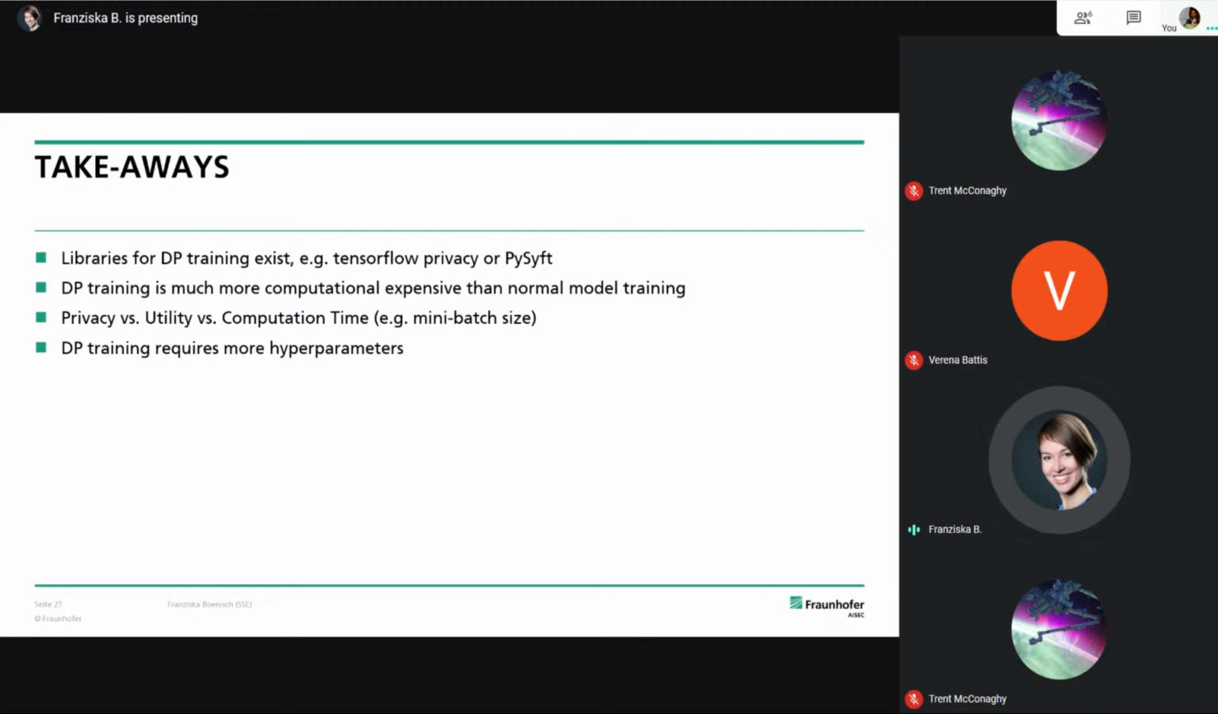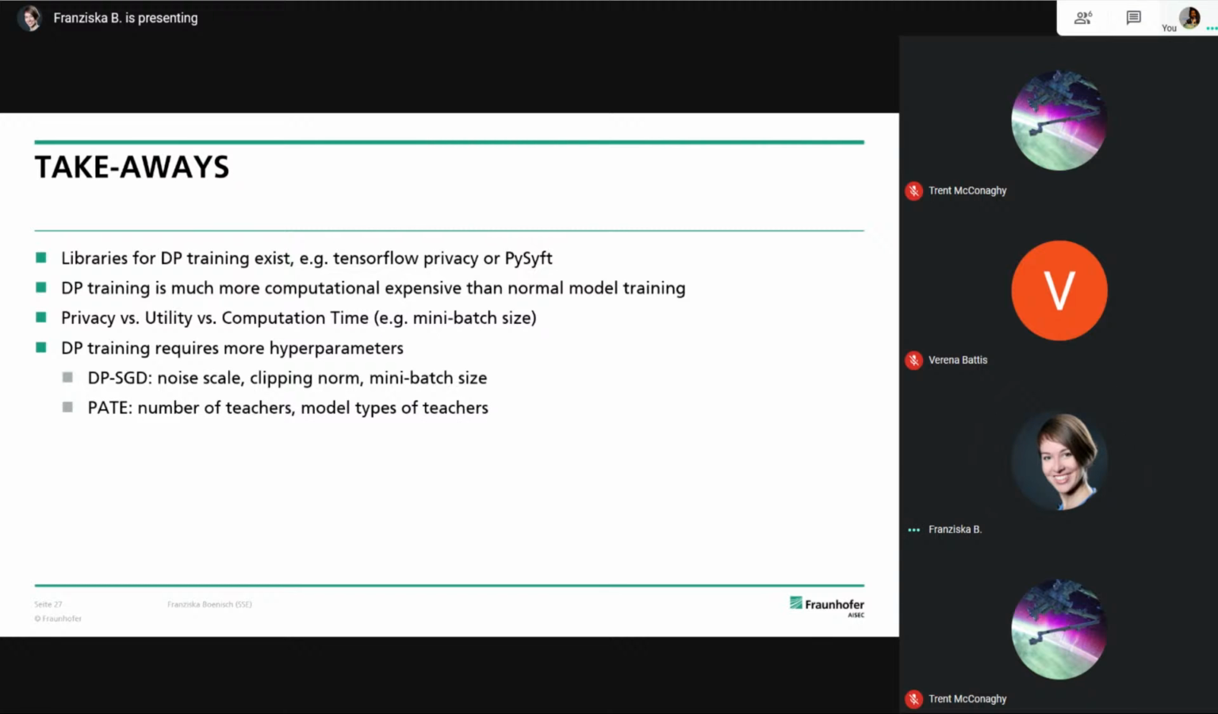And of course, all those hyperparameters need to be tuned very carefully. For example, in differentially private stochastic gradient descent, we have the noise scale, the clipping norm, and the mini batch size. But in the PATE algorithm, it doesn't look so much better, because we have the number of teachers that we can set independently. We have the types of the teacher models, and if we want, we can fine-tune every teacher model by itself again. So it looks like a big amount of work, but still, I would say that it's worth it for having models that include your privacy.